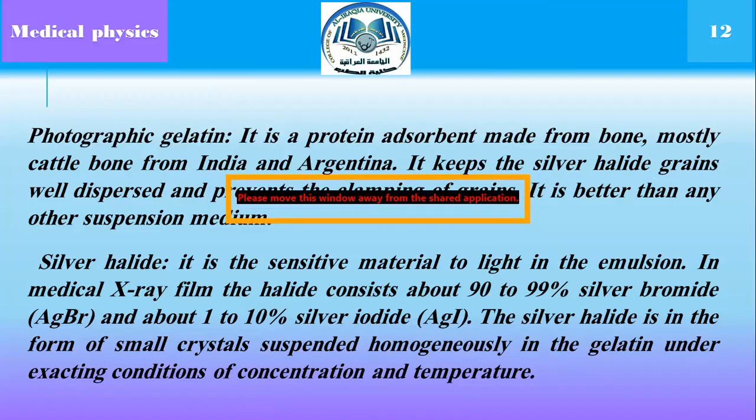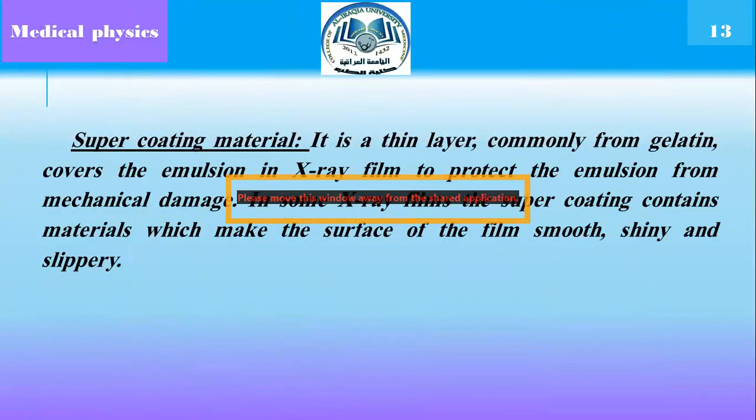Super coating material. It is a thin layer, commonly from gelatin, that covers the emulsion of the X-ray film to protect the emulsion from mechanical damage. In some X-ray films, the super coating contains material that makes the surface of the film smooth, shiny, and slippery.